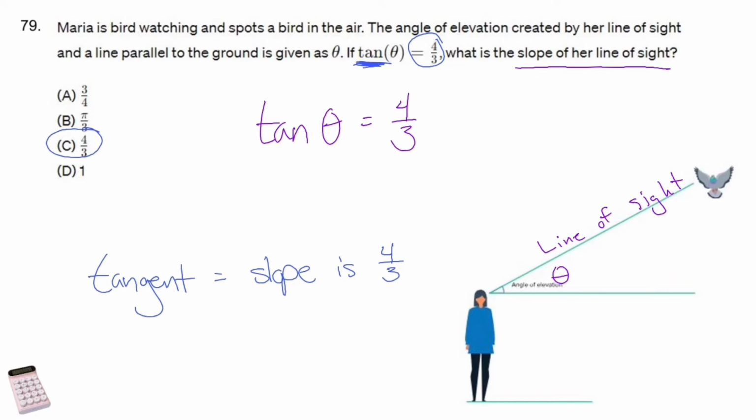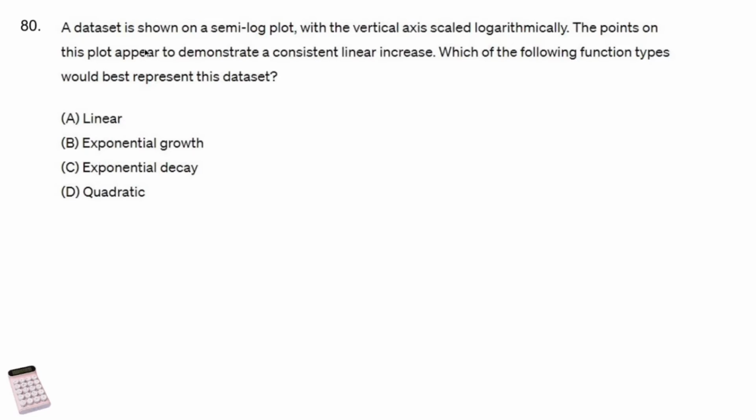Hope it helps. A data set is shown on a semi-log plot with a vertical axis scaled logarithmically. Okay, well, I don't see the semi-log plot. The points on this plot appear to demonstrate a consistent linear increase. Which of the following types would best represent the data set? Okay, well, I don't have a picture. I have a calculator, but I don't need it.